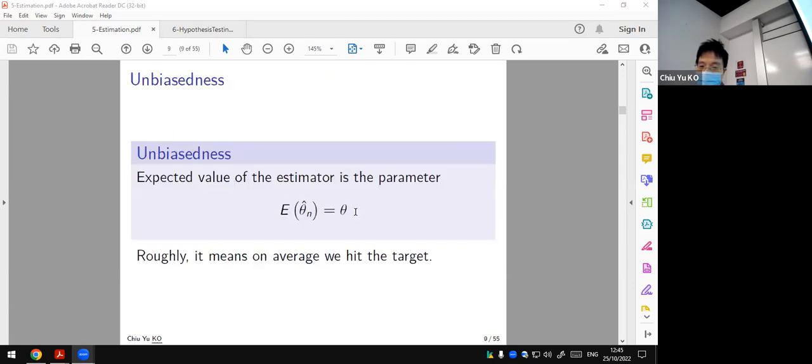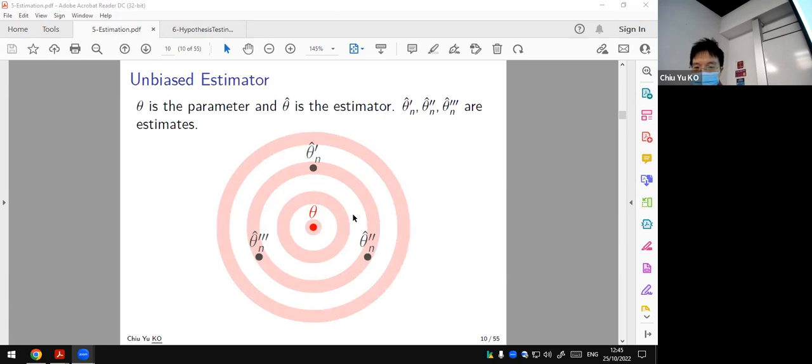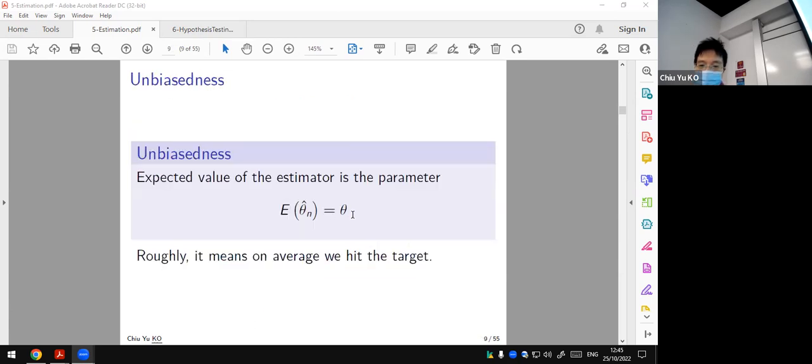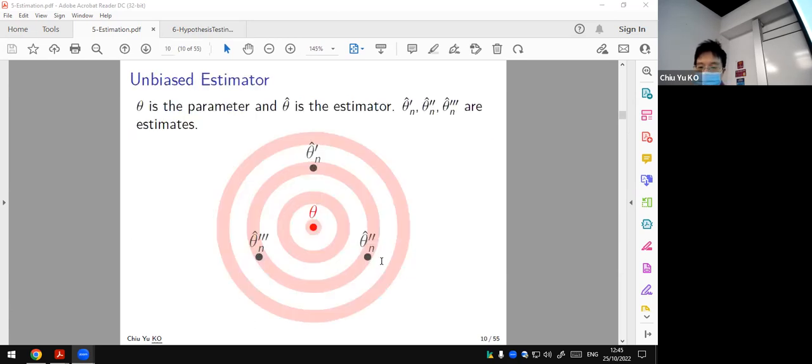So as we said, we have unbiasedness and efficiency. Unbiasedness is best illustrated in this graph with three possible values. Each is nowhere close to theta, but on average, it is exactly at theta.